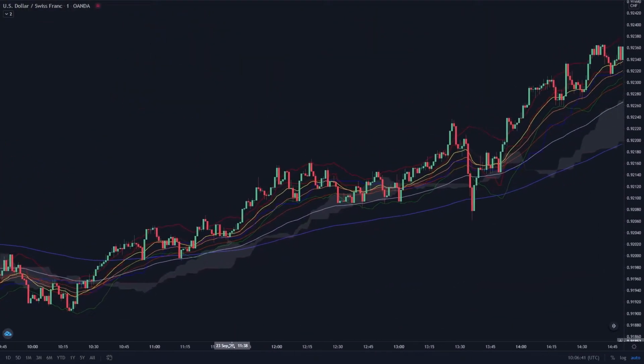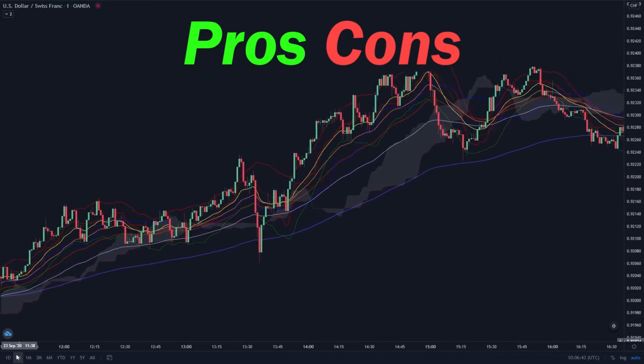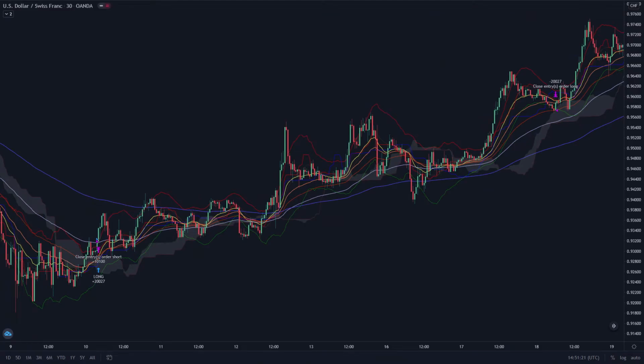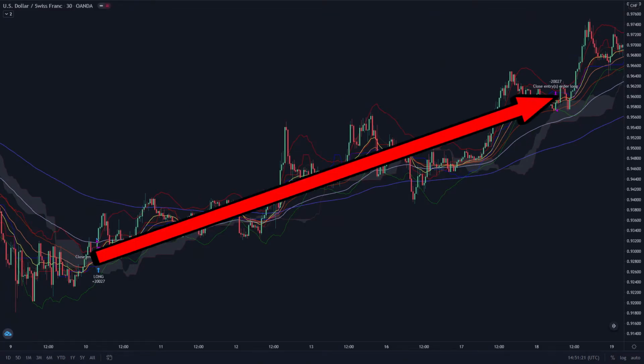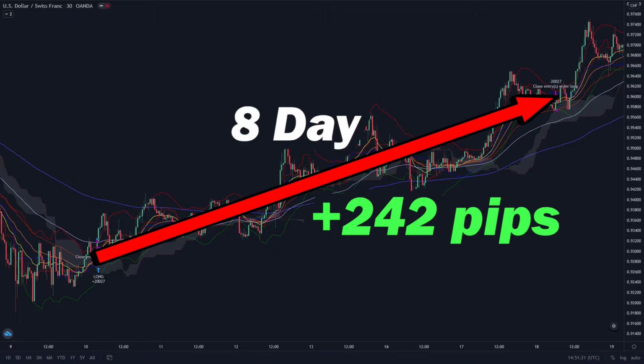So there are a couple of pros and cons using this indicator. The pro is that you sometimes receive huge wins like this trade because the indicator rarely displays a signal, so each trade can last up to weeks before closing. Like this trade, this was an 8-day trade resulting in about 242 pips profit.